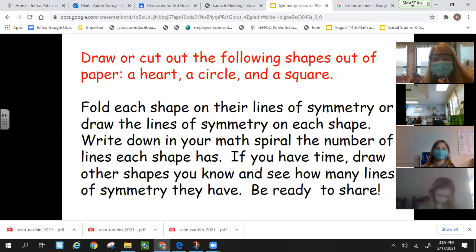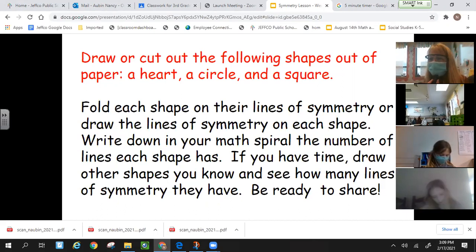You are going to draw the lines of symmetry if you are drawing them. Now, if you are remote and you want to cut these shapes out, you can fold them along their lines of symmetry. If you have time, mathematicians, can you sit down and listen real quick? Please listen. Once you take each shape, you're going to do all three shapes at your leisure. You're going to fold them along all the lines of symmetry you think there are.